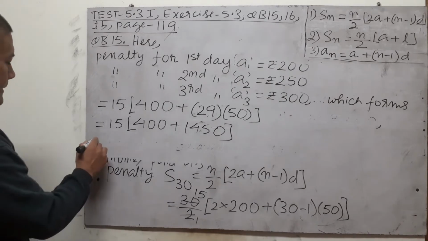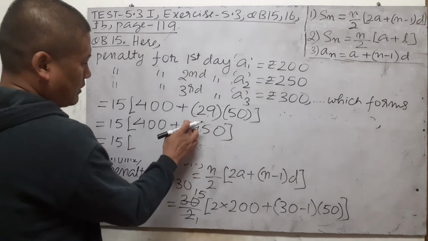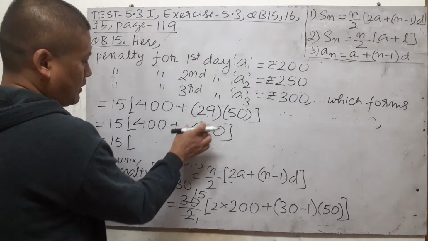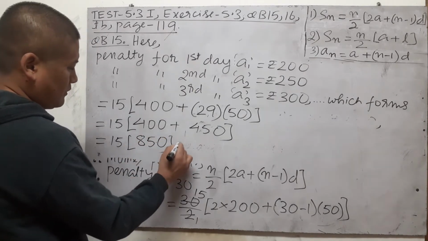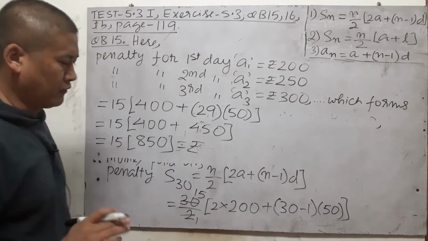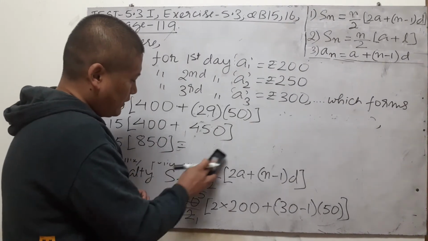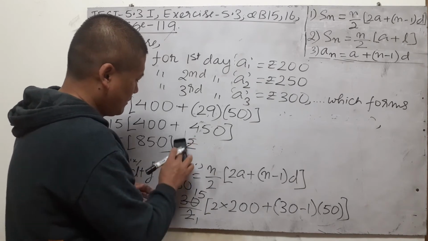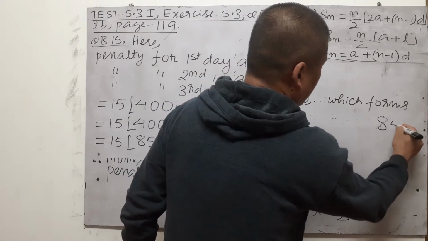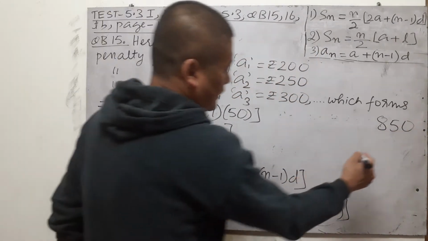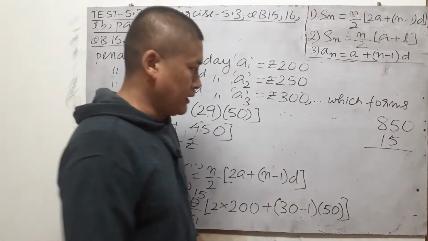Okay, then here 15 into, it's quite easy, I think 400 plus 450 is 850. So the total amount of money paid as fine will be equal to, in rupees, they are mentioning, so I just write that rupees once, and then we multiply 850 by this 15.